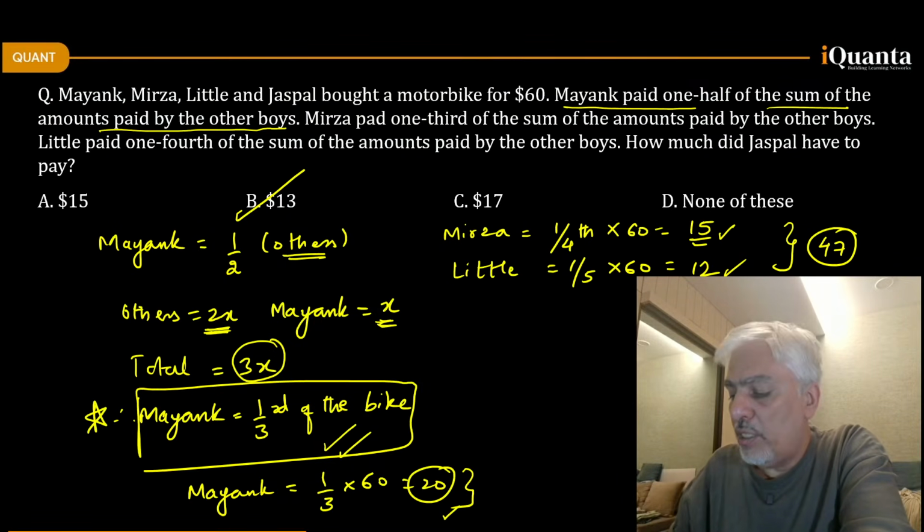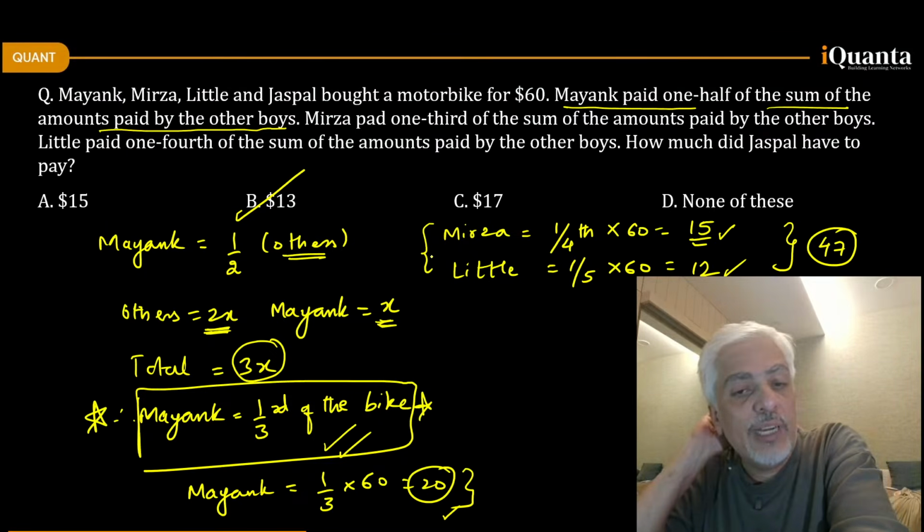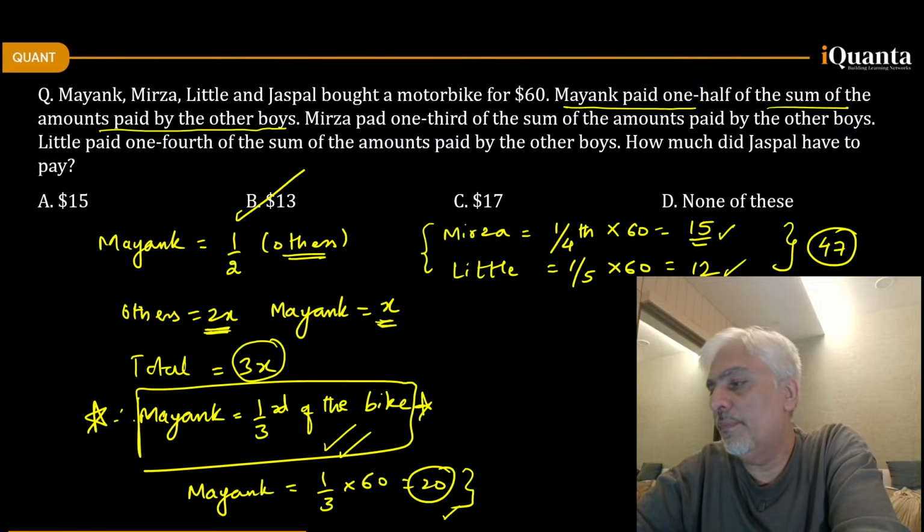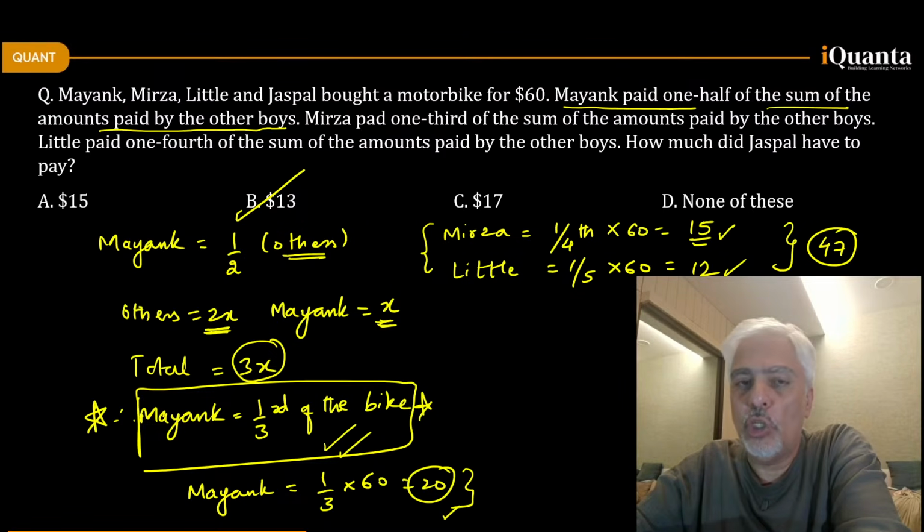My whole point was, once you did it for one person, the other two people के लिए you should be able to do it much faster. Everybody clear? Chalo, going ahead.